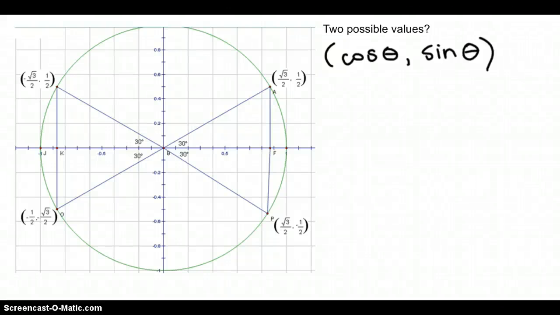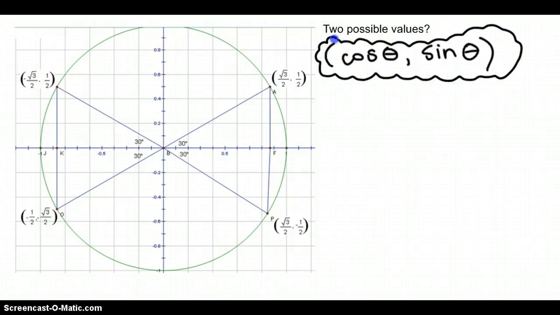Okay, so we saw in the content that it's quite possible to write 30 degrees all the way around so that it's easier for us to find the exact values of our triangle. So here we know that cos theta goes first and that sine theta is second. Now in the assignment it says, could there be two possible values?